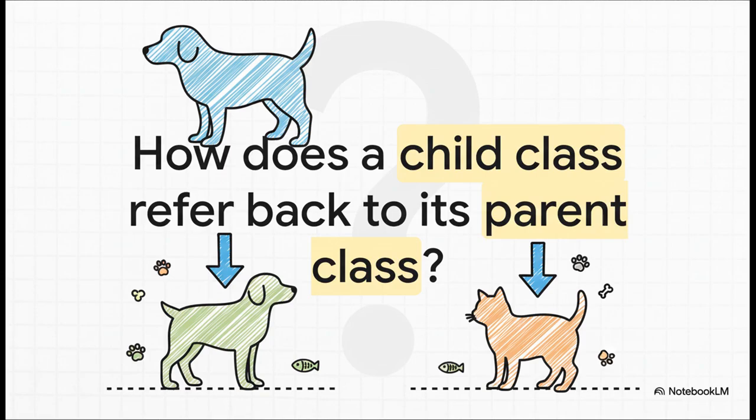So this whole parent-child thing is super powerful. But it makes you wonder, right? We know the child gets stuff from its parent. But what if that child needs to specifically refer back to its parent? What if our dog class needs to use the original eat method from the animal class before adding its own little twist? How does it do that? Well, in Java, this is handled with a special keyword, super. And that's exactly what we'll be breaking down in our next explainer.